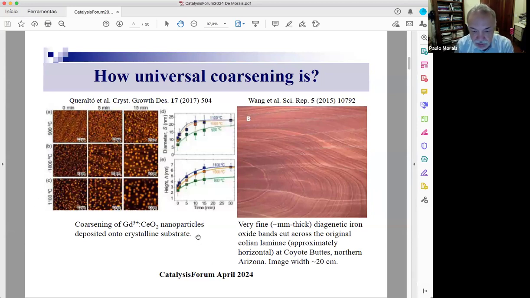At the same time, on the right-hand side, you can see a picture of the desert in Arizona, and you can see the granular picture of this material, how it evolves as a function of position, which also means as a function of time. So coarsening is a very widespread process in nature. This is the first interesting point.